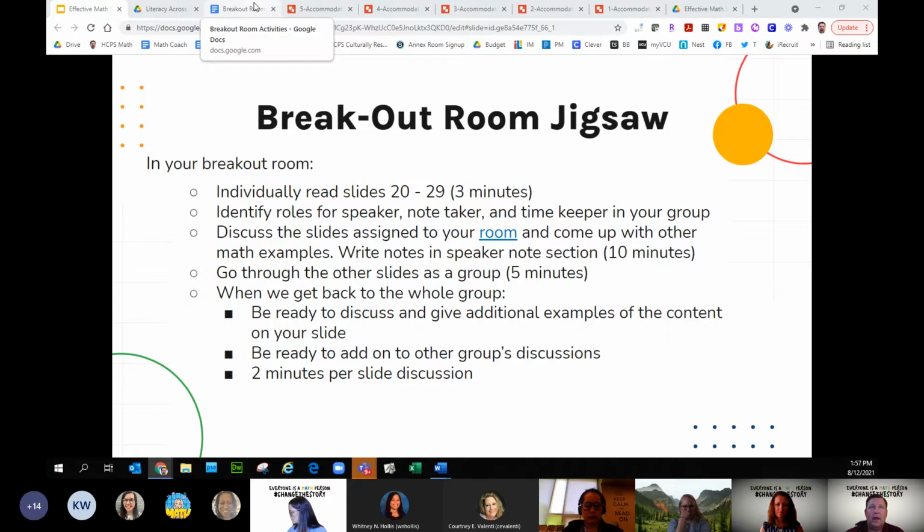So in your room, come up with math examples that you can think of. Just brainstorm it, and if it's specific to your content area, that's fine, but we want you to think about how you might use this in your classroom as an SDI. And again, your note taker, put those notes in the notes section of the presentation. And then if you finish with your 2 slides, which are going to be assigned per group, go take a look at other slides. And if you see something there that you wanted to add to, that's fine. But we want to make sure that you are ready when we come back to discuss your individual slides. And when we come back and report out, we're going to limit each slide to a maximum of 2 minutes, just again, for time's sake, so we can get through all of these.